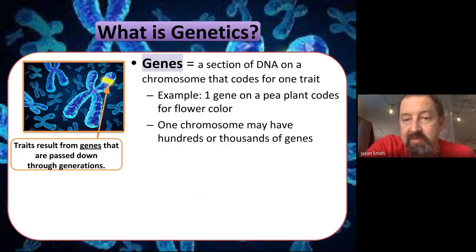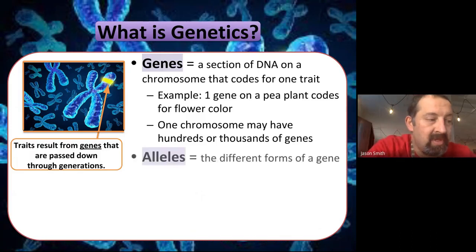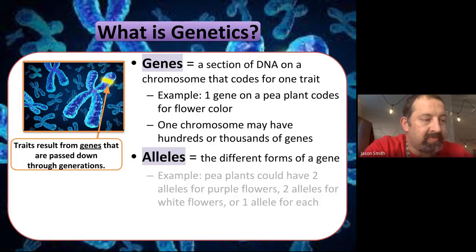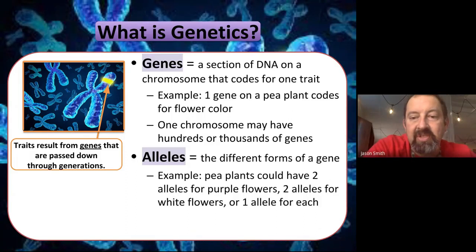One chromosome may have hundreds or thousands of genes, so it's going to code for lots and lots of different things. We have alleles, and alleles are the different forms of genes. Those are what cause the variations between us. For example, pea plants could have two alleles for purple flowers, two alleles for white flowers, or one allele for both. And that's how we figure out what we get from our parents.